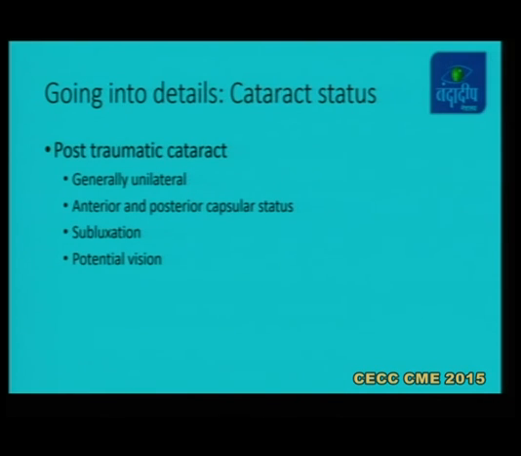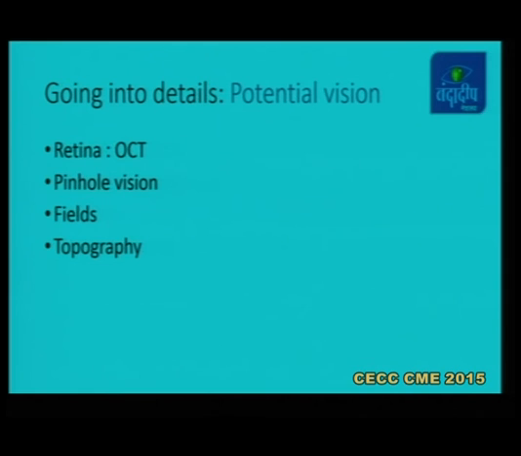Post-traumatic cataract, many times the problem is that these are generally unilateral, and you have to assess the anterior and posterior capsular status properly. Subluxation, the lens should be avoided. You have to think about the potential vision also in such patients. Now, potential vision, you have to do all these things. I do retinoscopy of all my patients irrespective of multifocal or monofocal. The most important thing which we miss out is pinhole vision. Very, very, very important, and I think surgeons should do that themselves, because many times the pinhole vision in dilated status is a much better indicator of the potential vision. Fields and topography can also be used as per requirement.